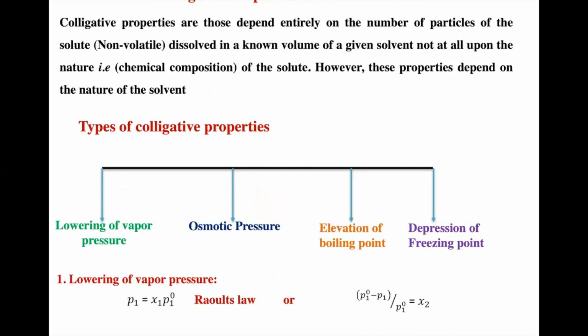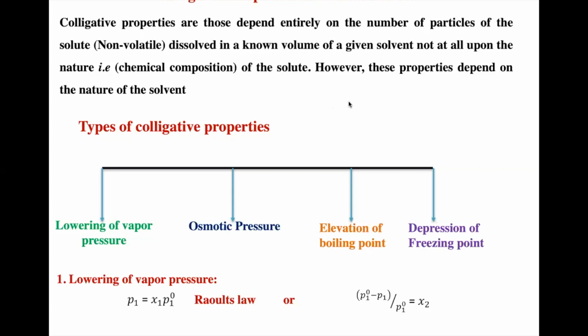Now let's understand what the colligative properties of a dilute solution are. Basically, colligative properties are those properties which depend entirely upon the number of particles of the solute dissolved in a known volume of a given solvent, and do not depend upon the composition of the solute. So colligative properties depend entirely on the number of particles of the solute, not on its composition. Okay, so these are called the colligative properties.